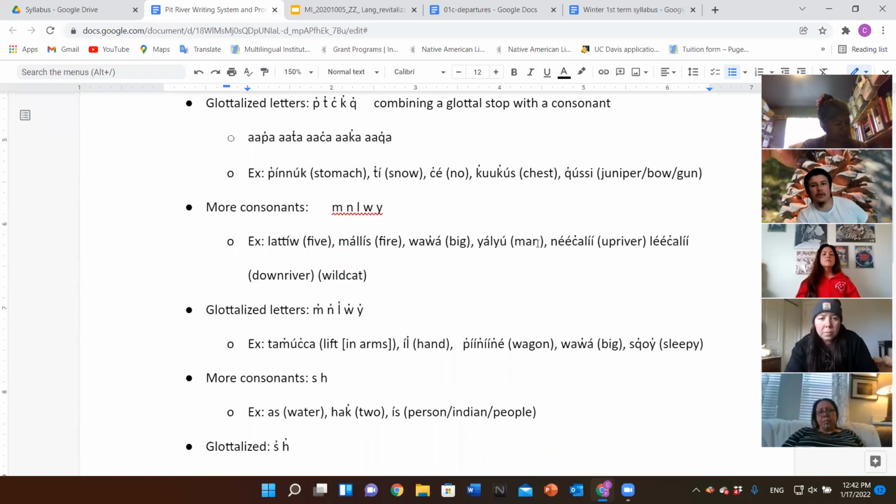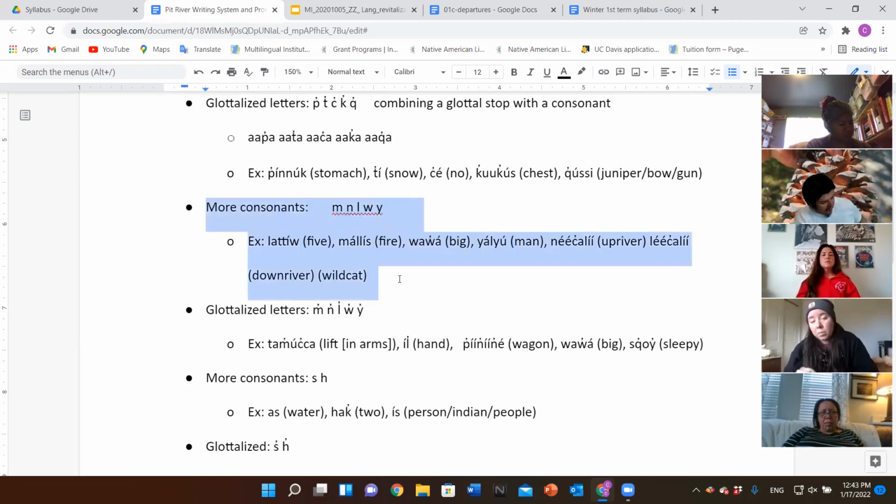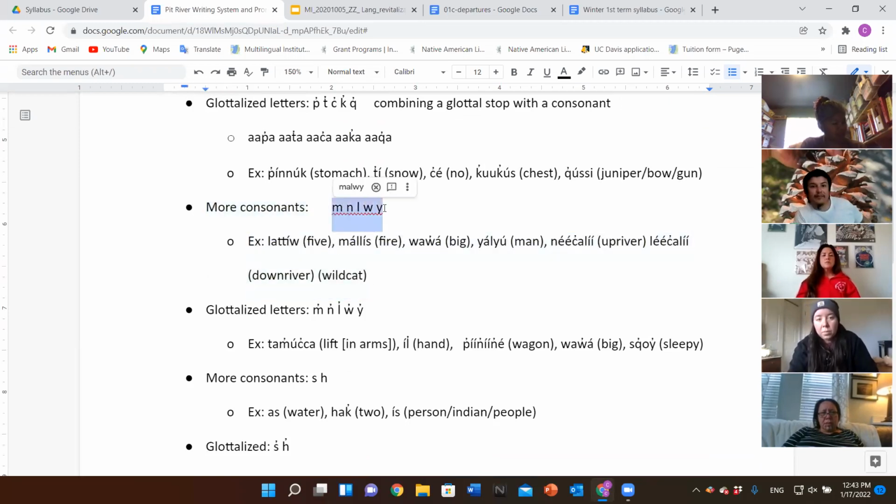Okay. So then we'll just do one more. These are pretty straightforward. M, N, L, W, Y are pretty much the same as in English, like ma, na, la, wa, ya. So I guess I'll just have you guys say these.